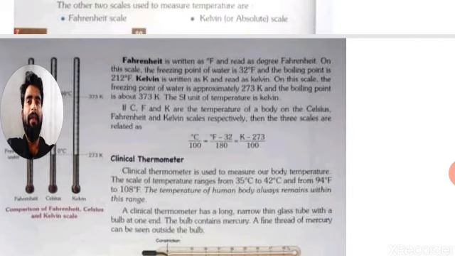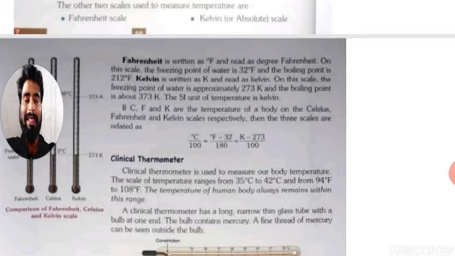So in this way, first we'll see the clinical thermometer. So why is the clinical thermometer used? Clinical thermometer is used to measure our body temperature. We know that, students, the temperature of our body is what? Temperature of our body is 37 degrees Celsius.